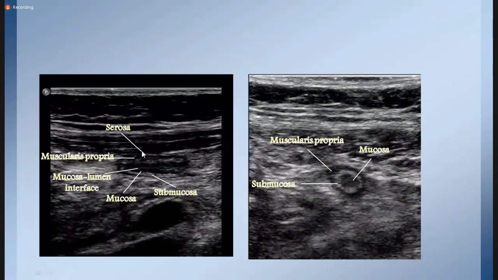So this is normal anatomic sonographic image of the appendix, demonstrating the mucosa, the submucosa, the muscularis propria, and the serosa. This is a longitudinal image, and this one is a transverse image of the appendix, demonstrating the same anatomy.